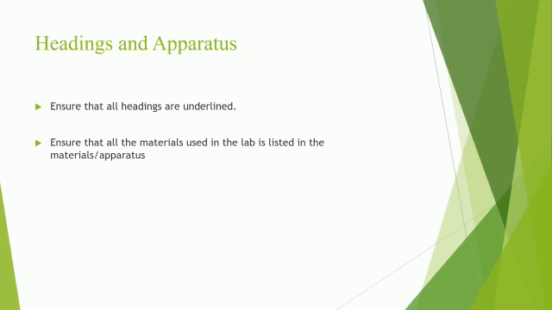Okay. So for apparatus, you should ensure that all the materials used in the lab are listed in the materials/apparatus section. At no point should you mention in a method that you used, for example, a beaker, but it is not stated in the apparatus. Then they would wonder where that beaker was taken from. Once you use it in the experiment, it should be listed in the materials or apparatus section.